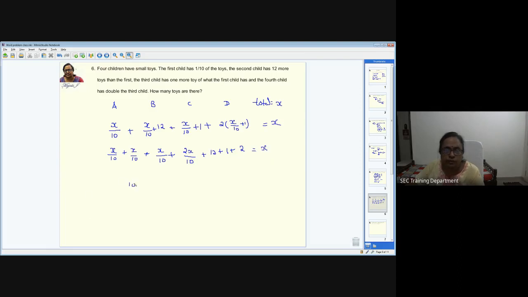Now when you solve this, 10 is common here. So 1 plus 2 plus 3 plus 2 more, that's 5. So this is nothing but 5x by 10, plus 12 plus 1 plus 2, which is 15, equals x. So 15 you keep it here. x minus this, I can cancel this, is going to be x by 2. So x minus x by 2 is again x by 2. So 15 equals x by 2, or I can say x is equal to 30. They're asking only for the total number of toys, which is nothing but 30. That's the answer. Okay, next, we'll go to the next problem.